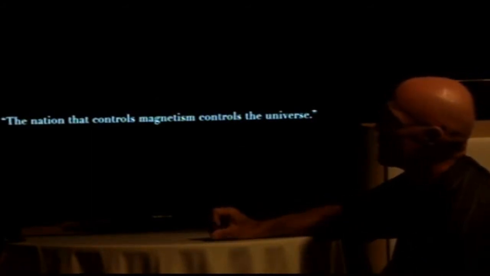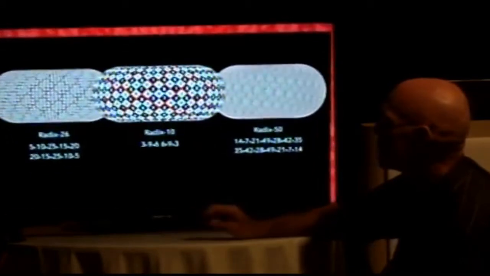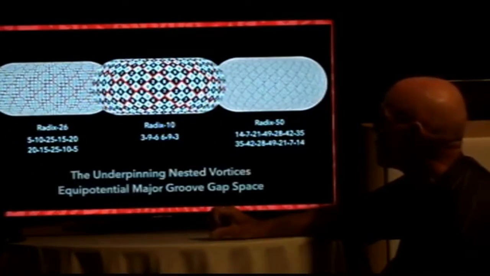So we have gotten very far in this presentation. Anyway, this is a real serious one. It was underpinning nested vortices or micro vortices. This is probably as serious as you get. The nation that controls magnetism controls the universe. Next, please. That was the editor of James Tracy. And there's all the toruses and the base systems. So I guess we didn't show this yet, so they never saw it.